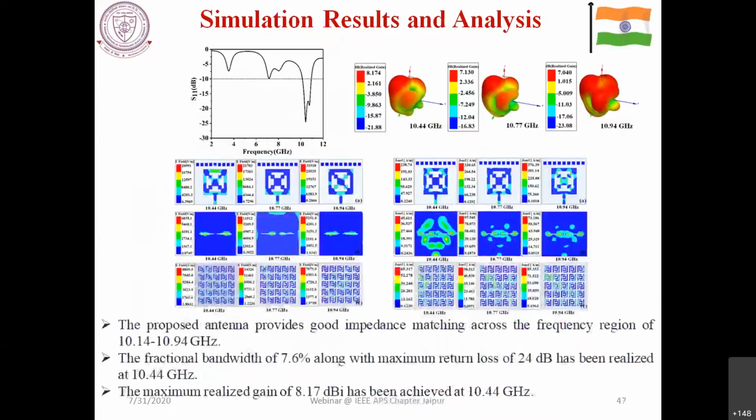If you look at the gain at three frequencies, in all these cases it is more than 7 dBi. It is close to 8 dBi at a certain frequency. We can get a very good return loss of close to 24 dB, and the maximum realized gain has been 8.17 dBi. It can be achieved at the same frequency.